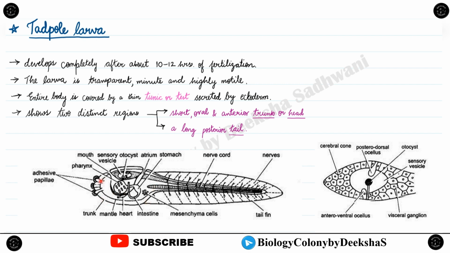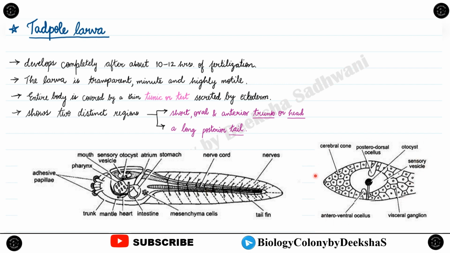Now trunk region contains various structures like adhesive papillae that are 3 in number. It has mouth, pharynx, sensory vesicle, otocyst. These are the sense organs. At the ventral side, it has mantle layer and heart, intestine, some mesenchyme cells that are the muscle cells. Then atrium is the cavity. Then stomach. It also has notochord and a dorsal nerve cord. Nerve cord gives rise to various nerves that are going into the tail region.